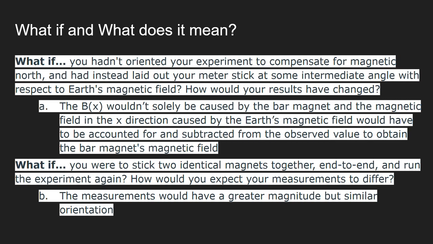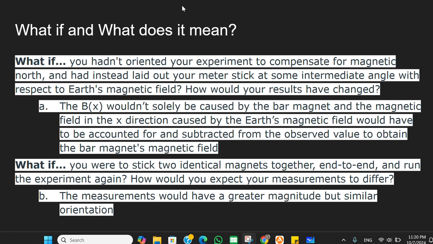So what if we hadn't oriented the experiment to compensate for the magnetic north and instead laid out the meter stick at some intermediate angle with respect to Earth's magnetic field? The Bx wouldn't solely be caused by the bar magnet, and the magnetic field in the x direction caused by Earth's magnetic field would have to be accounted for and subtracted from the observed values to obtain the bar magnet's magnetic field. And if we were to stick two identical magnets together end to end, the measurements would have a greater magnitude but be a similar orientation.